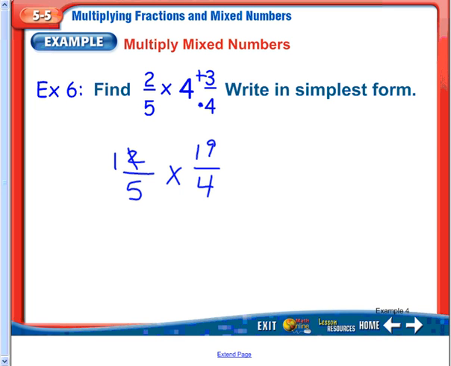I see that 2 can be divided by 2, and 4 can be divided by 2. And 5 does not go into 19 because they're both prime numbers. So I multiply straight across. 1 times 19 is 19. And 5 times 2 is 10. All right, I can rename this improper fraction as 1 whole and 9/10, almost 2 whole.